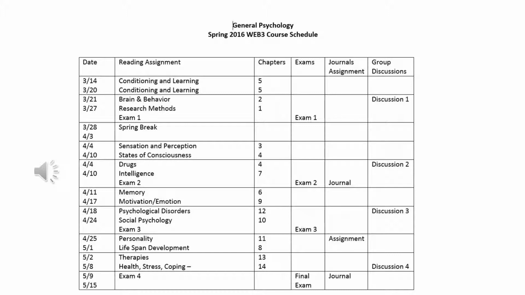Following week, we do therapies, and we give a whole week for that. Also, May 2nd will be the last group discussion, and that'll be health, stress, and coping, Chapter 14. And then the final week will be just exam 4. You take your final, and also the second half journal will be due that week, and there'll be a Dropbox open. You just drop it in there, and that'll be it.